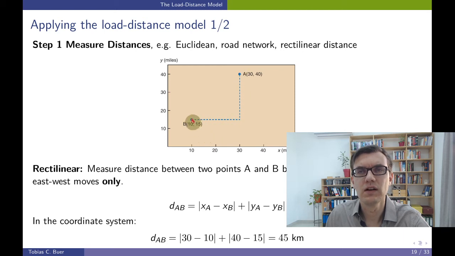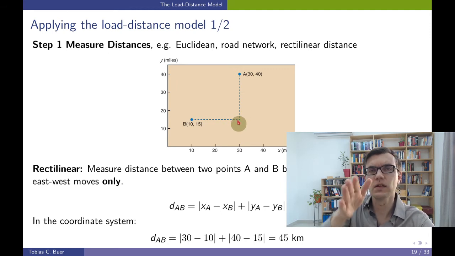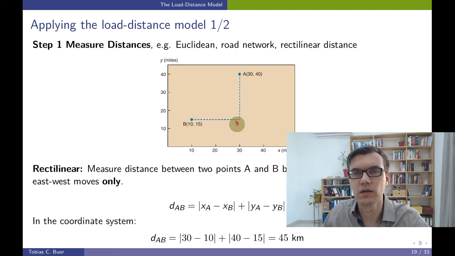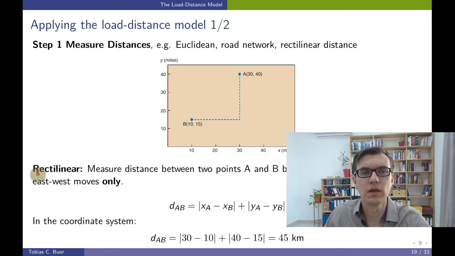So in order to reach the point A, we can only go on the horizontal or only on the vertical axis. And then the distance between A and B is the distance of this dashed blue line. The length of this dashed blue line is the distance between these points in the rectilinear measure. So the distance between point A and B is defined as the absolute value of the difference between the x-coordinate for point A minus the x-coordinate for point B.